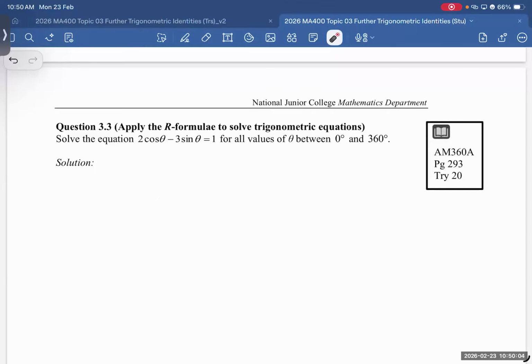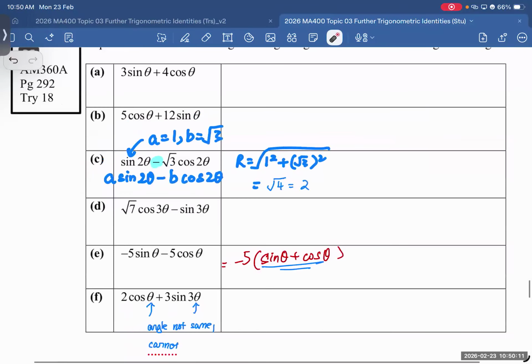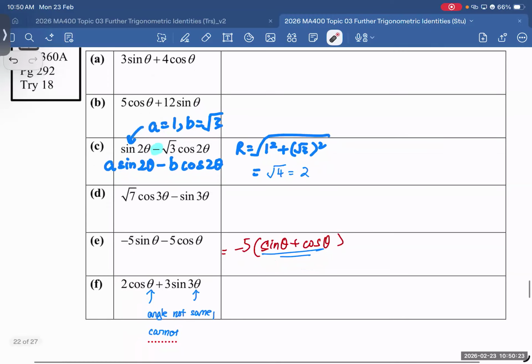Okay, question 3.12, I guess is done. For 3.2, I just want to stress about E. Like I said earlier, I think most of you have missed it. A and B must be what? A and B must be positive, which is why I factorize out negative 5. A and B must be positive.